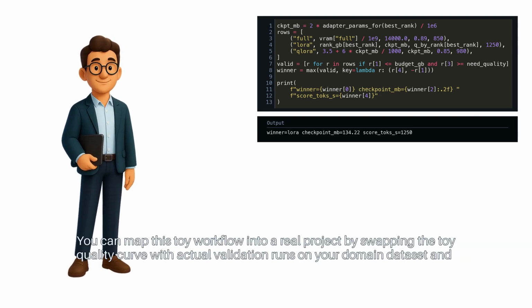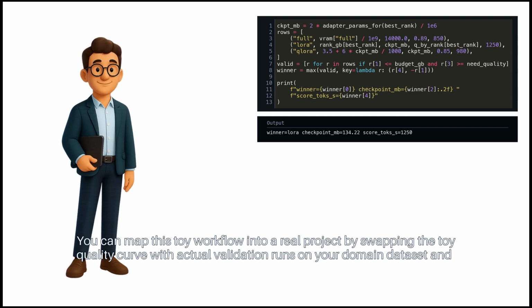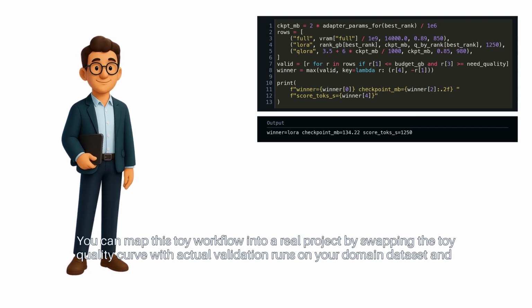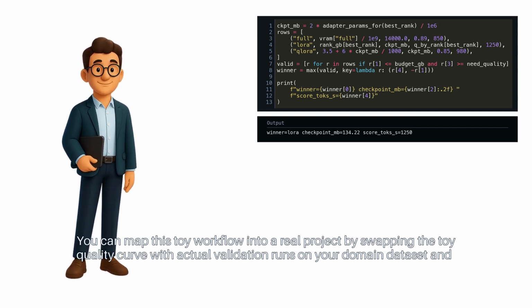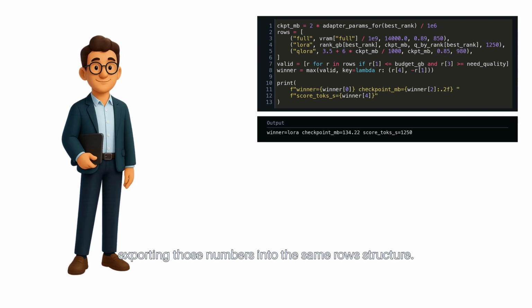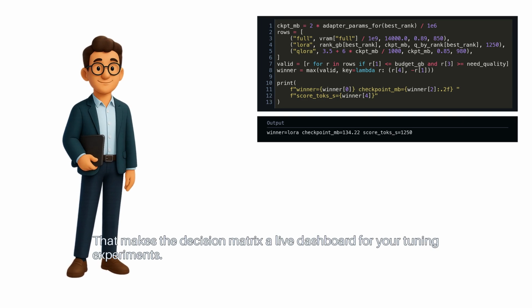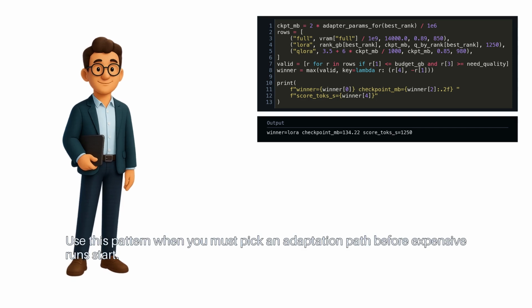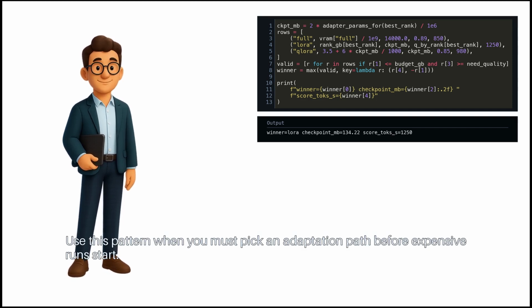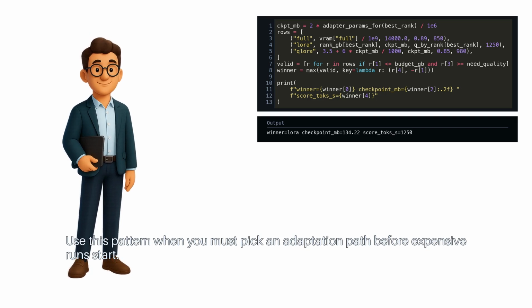You can map this toy workflow into a real project by swapping the toy quality curve with actual validation runs on your domain dataset and exporting those numbers into the same rows structure. That makes the decision matrix a live dashboard for your tuning experiments. Use this pattern when you must pick an adaptation path before expensive runs start.